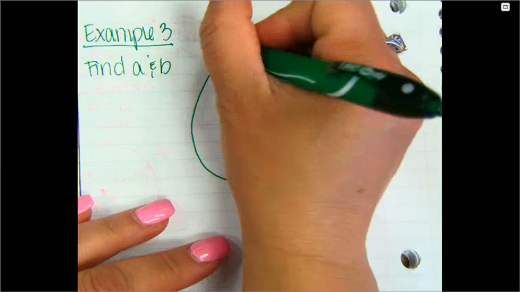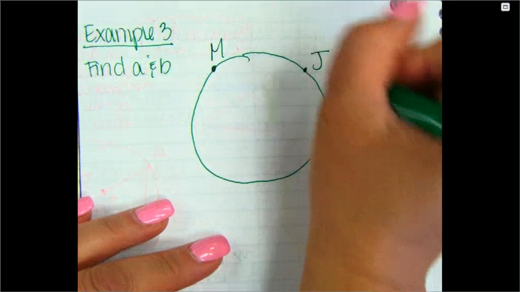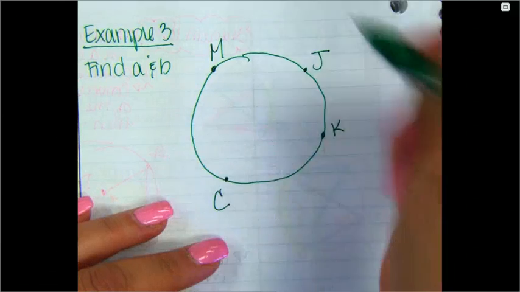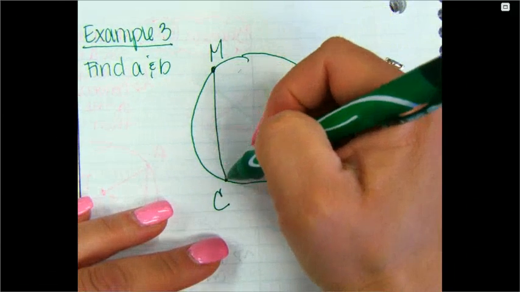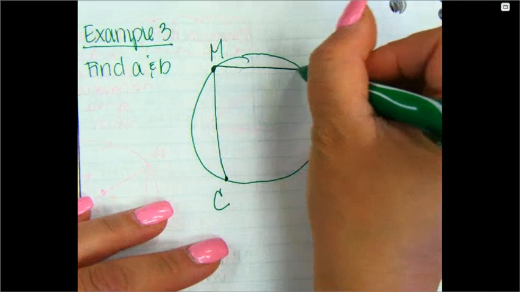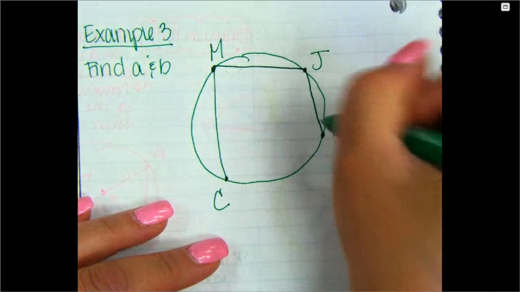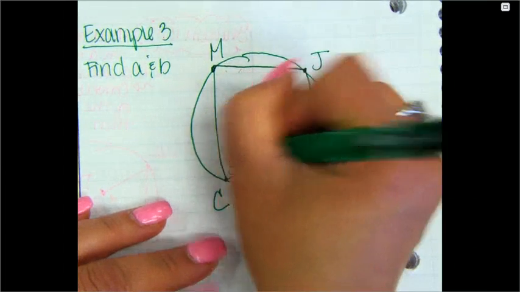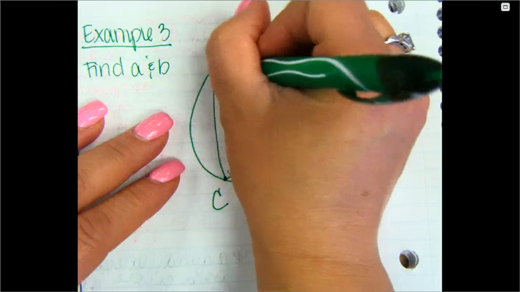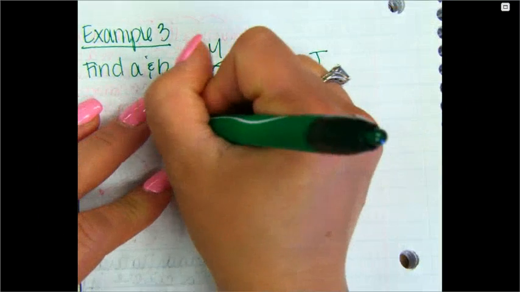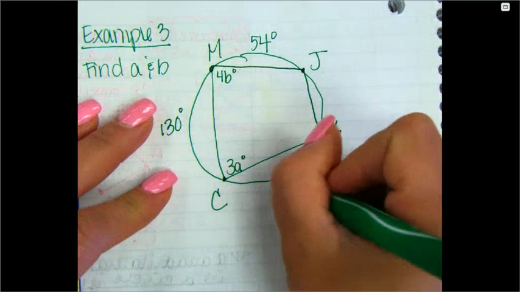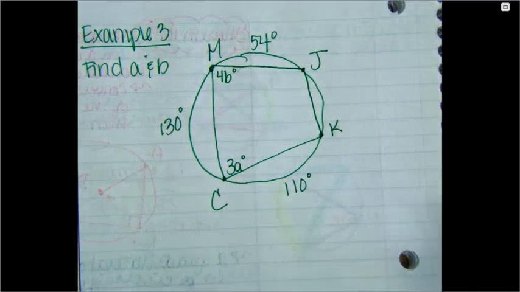I'm going to say find a and b, little a and little b. Draw a circle. This is the last thing I'm doing. We're going to call this M. I'm going to call this J, K, and C. Call this 3a degrees. Call this 4b degrees. 130 degrees. 54 degrees. 110 degrees. Okay.